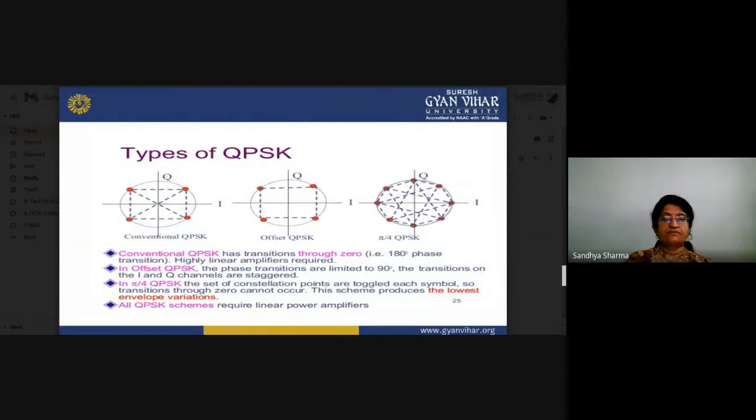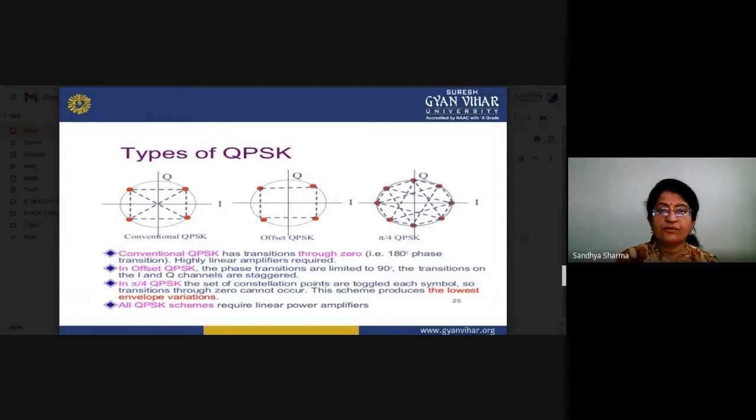So this is a conventional QPSK, which has transitions through zero. So we need highly linear devices, a highly linear amplifier. In offset PSK, the phase transitions are limited to 90 degrees. So if we are talking about the transitions on the I and Q channels, they are staggered.